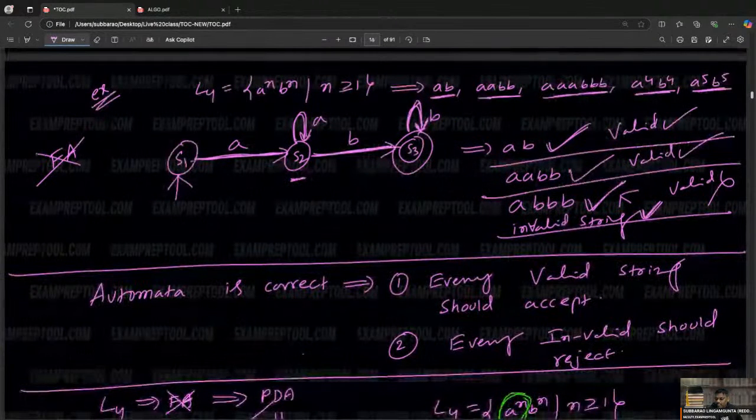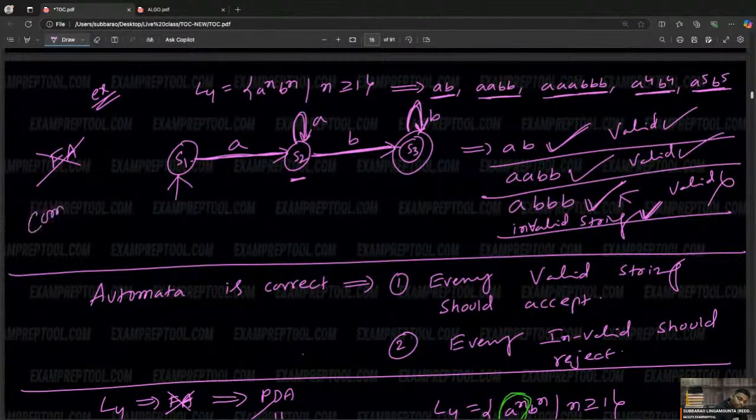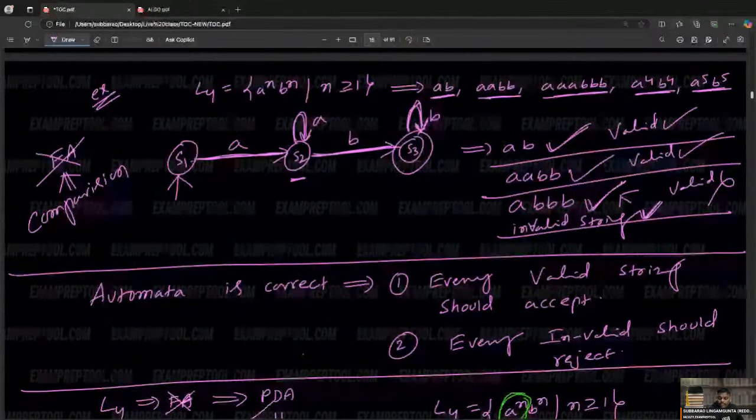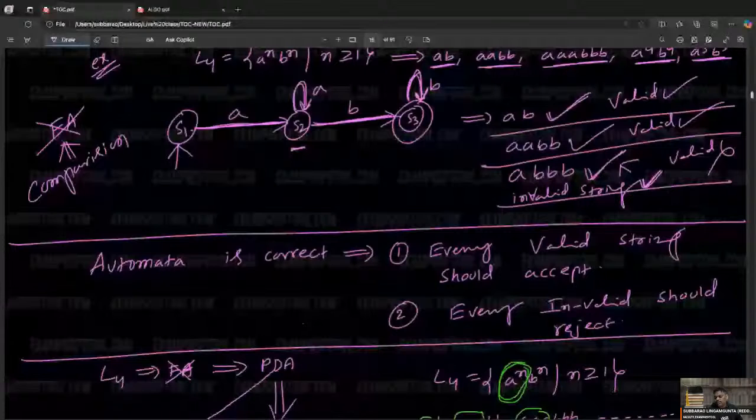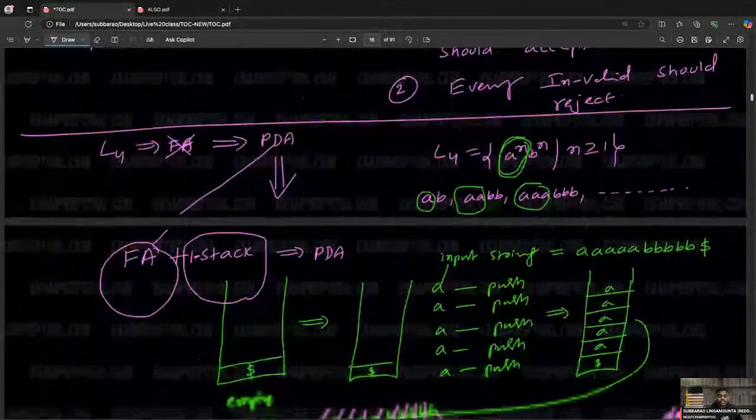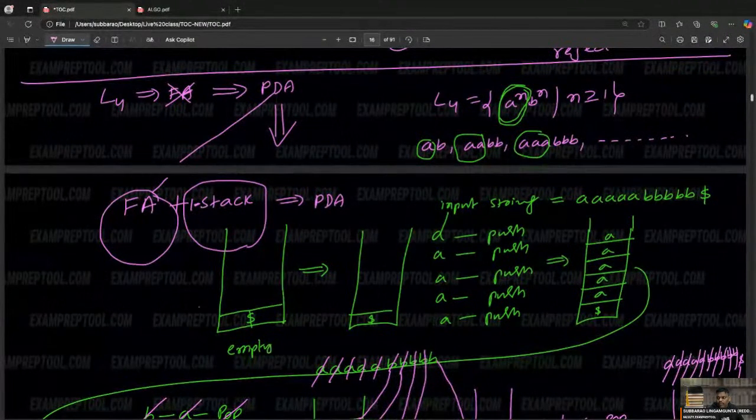L4, comparison is there. See, A's and B's you have to compare. Comparison is there, finite automata failed. Comparison means finite automata gone. Next, some people are asking, sir, when can I say an automata is correct? For a given language, every valid string should be accepted and every invalid string should be rejected. Next, sir, can you draw for L4, where finite automata is not possible? Okay, because of comparison.